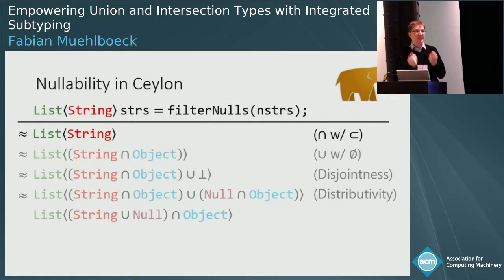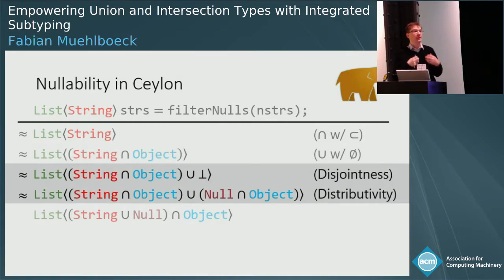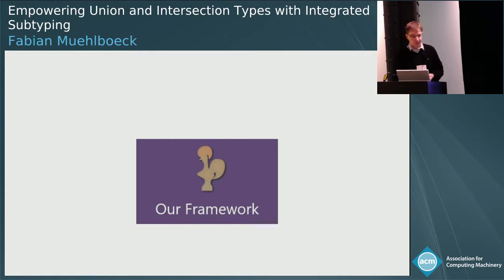This is great, but sadly it's only an intuition for why this should work. When we started our work, there wasn't an algorithm for Ceylon that could have implemented this. In particular, disjointness and distributivity are properties that are really hard to reason about. The only line of work that could reason about disjointness and distributivity is called semantic subtyping, but the techniques of that line of work don't scale to generics and so weren't applicable to Ceylon. So this is where our framework comes in.